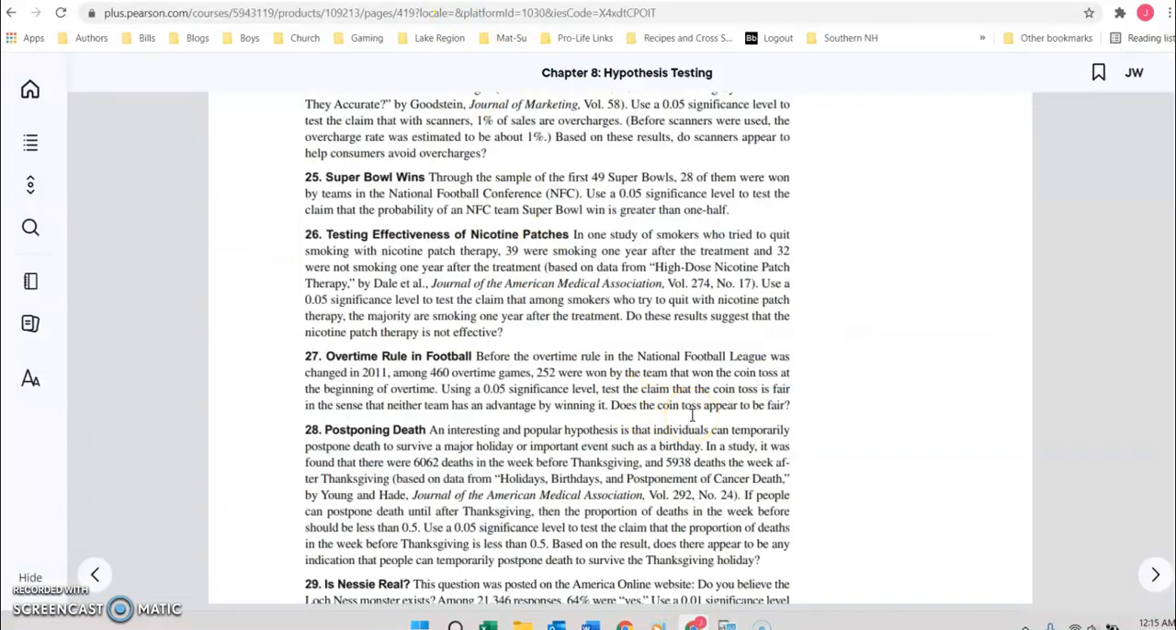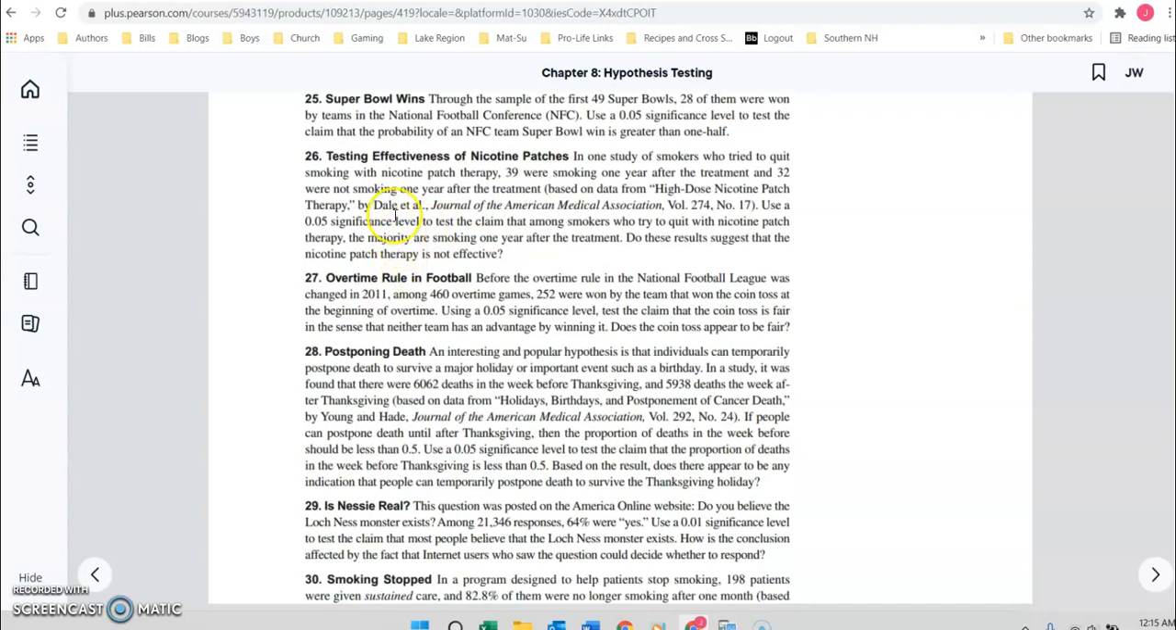Okay, I am going to do number 26 here, and I'm going to do it on the TI to give you an alternative method for doing this. So we have one study of smokers who had tried to quit smoking with the nicotine patch therapy. 39 were still smoking 1 year after treatment, and 32 were not smoking 1 year. Based on this data from this journal, use a 0.05 significance level to test the claim that among smokers who tried to quit with the nicotine patch, the majority were smoking 1 year after the treatment. Does the results suggest that the nicotine patch is not effective?